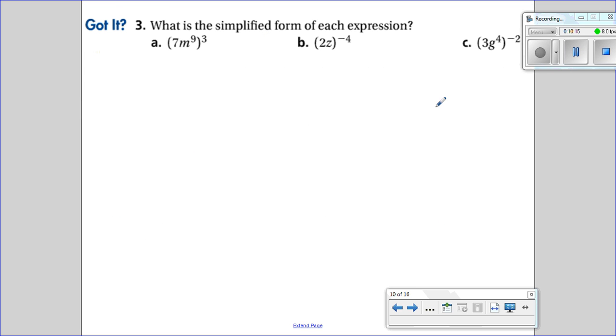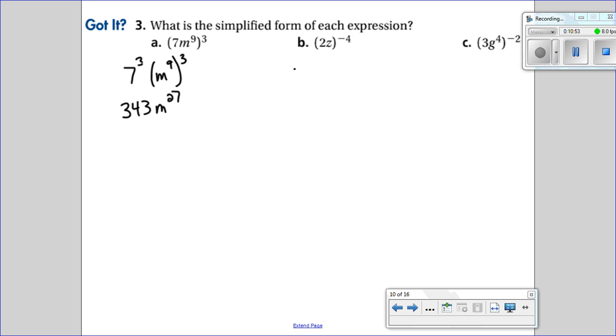Pause your video and go ahead and try these. These will be the last ones we do. Okay. Part A, we have 7 to the third times m to the 9th to the third. 7 to the third equals 343. M to the 9th to the third, you multiply them, is m to the 27th.